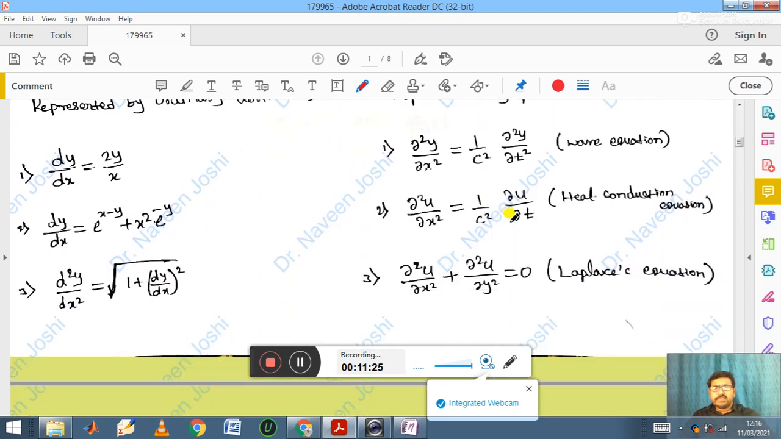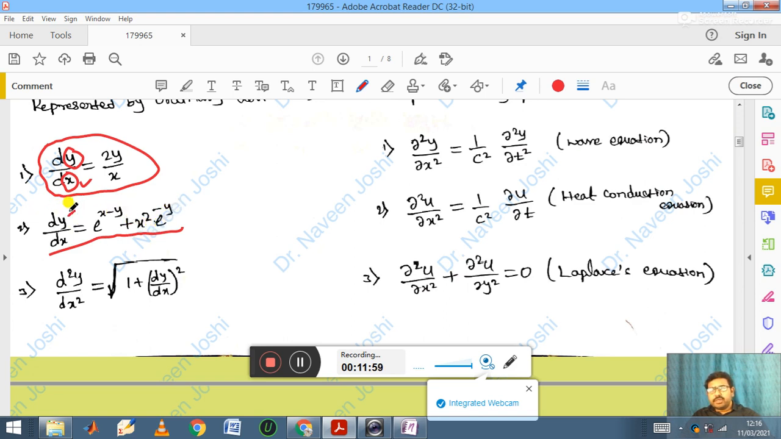And let us see the notations. I have written a few examples. Ordinary differential equations: dy by dx equals 2y by x. Here y is the dependent variable, x is the independent variable. As we know, this equation consists of only one independent variable, that is x. Now the second example: dy by dx equals e power x minus y plus x square into e power minus y. Here y is the dependent variable and x is the independent variable. We have only one independent variable, that is x.